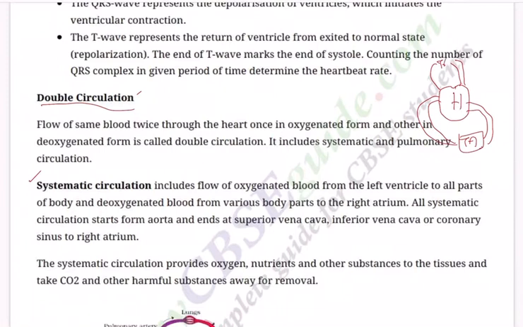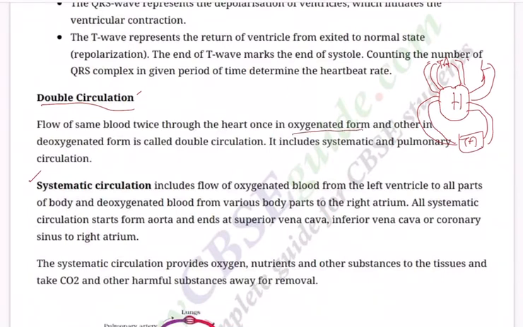This is at the posterior side as well as anterior side. Again here target areas, head, shoulder, face, all this. This is systemic. And pulmonary, of course, heart to lungs. Okay, heart to lungs and lungs to heart back. So this is second one.